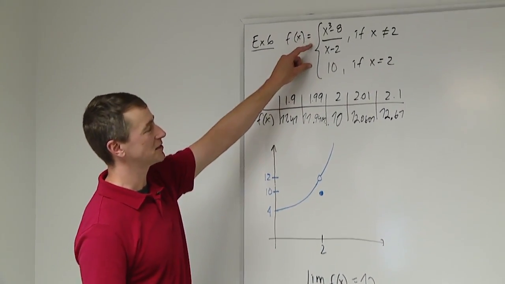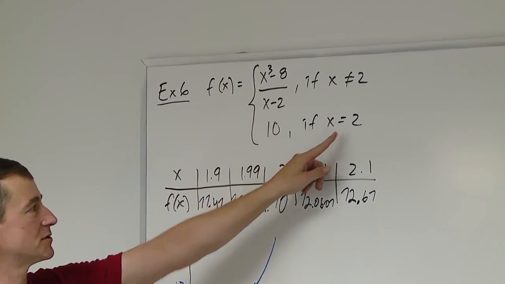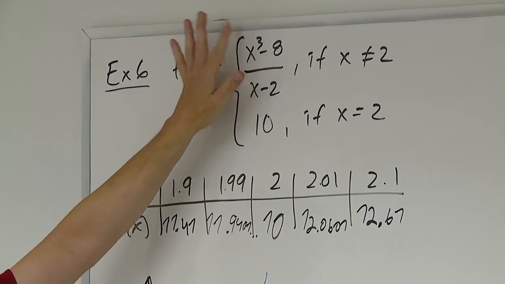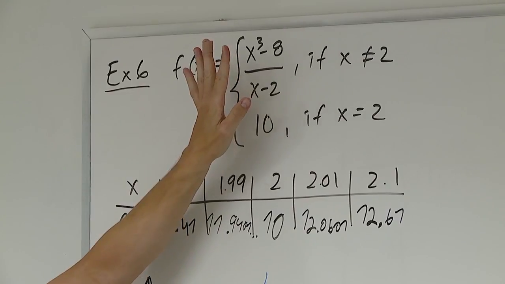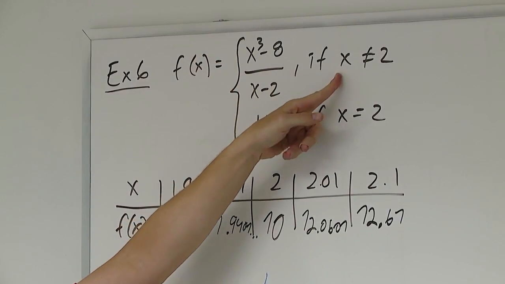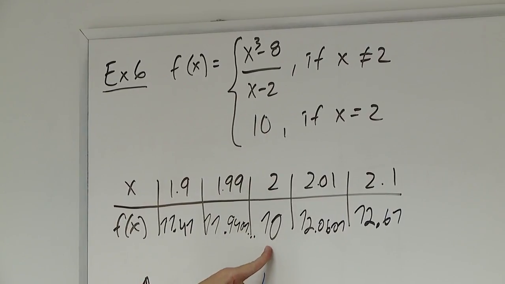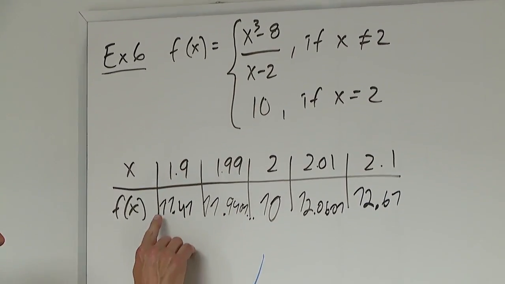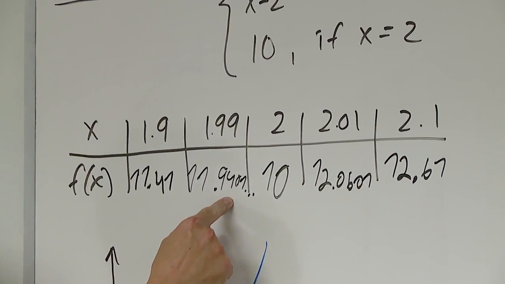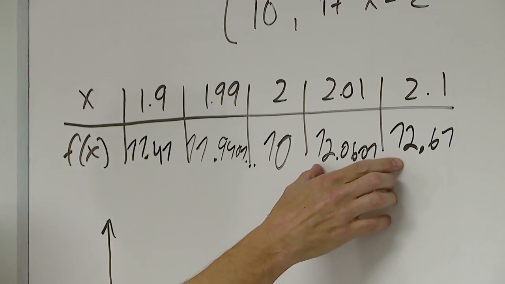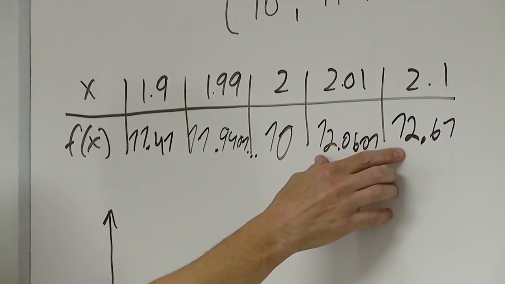So here we had a piecewise function. And at x equals 2, this part of the formula is undefined. But we don't worry about that because it says we only use it when x is not 2. When x is 2, that's our y value of 10. So that's a 10 down there. And then these 11.47, 11.9 something, 12.0 something, 12.6 something. Don't mistake these as 7s. These are 1s.